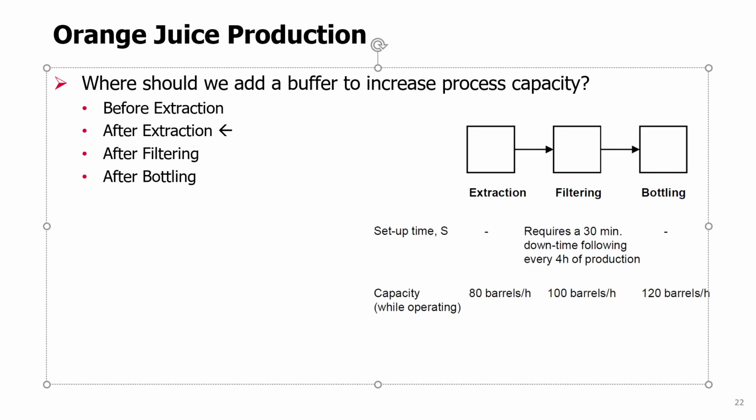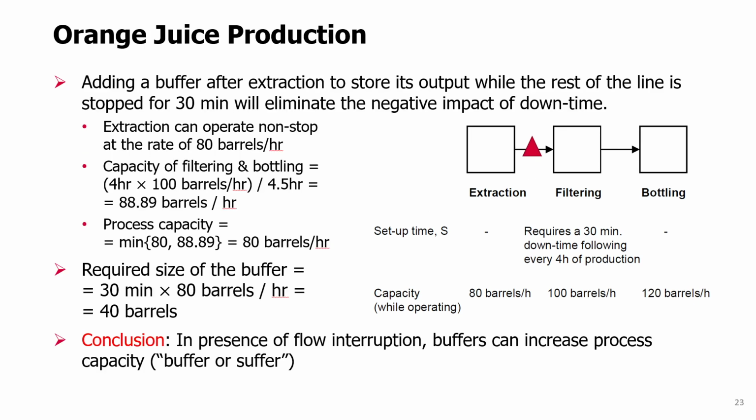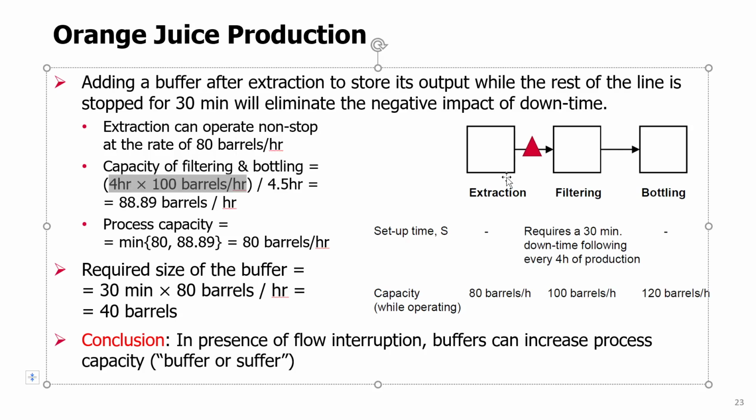We can later see what would happen if we introduced an additional buffer, let's say between filtering and bottling. So to summarize what we found out, adding a buffer after extraction to store output of extraction while the rest of the line is stopped for 30 minutes will eliminate the negative impact of downtime. Extraction can operate non-stop in this case at 80 barrels an hour, and the filtering plus bottling has a capacity of 400 barrels per 4 hours, producing at 100 barrels an hour.